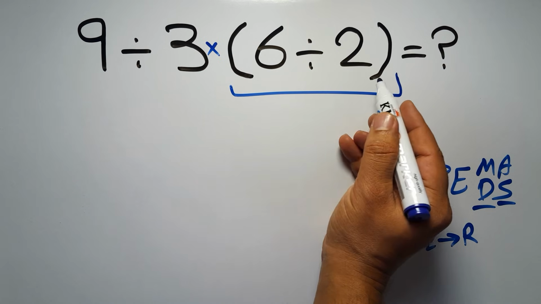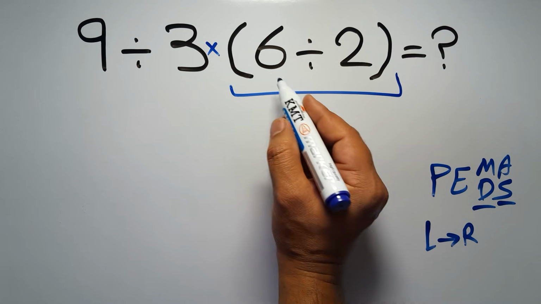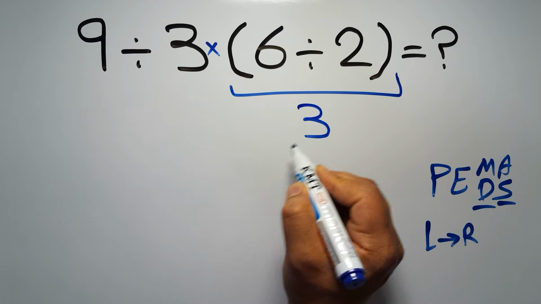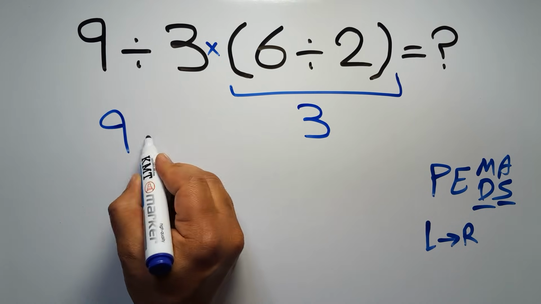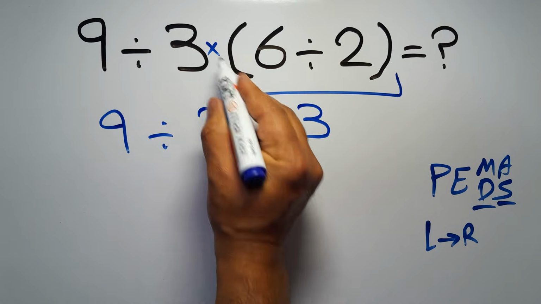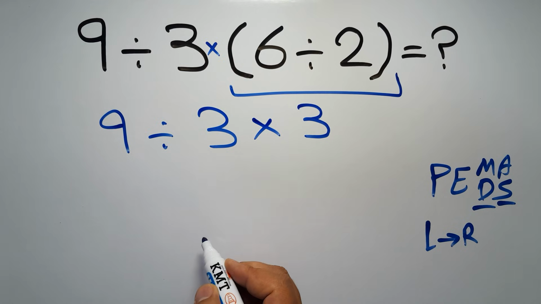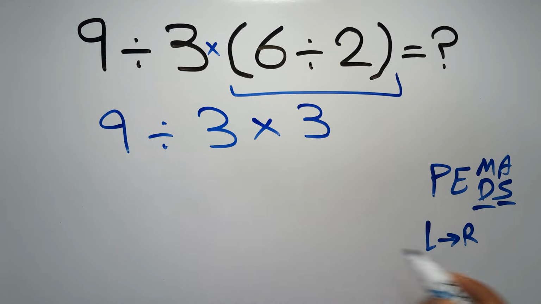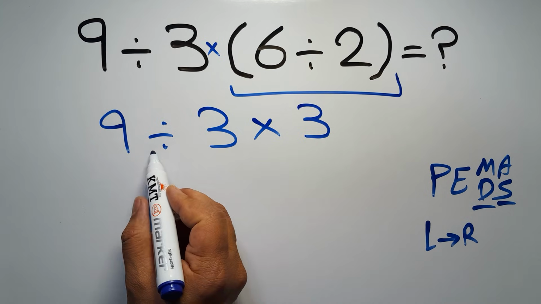So first this parenthesis. Inside this parenthesis we have 6 divided by 2 which equals 3. So 9 divided by 3, then times 3. Now we have one division and one multiplication. As I said, multiplication and division have equal priority and we have to work from left to right. So here first we have to do this division.